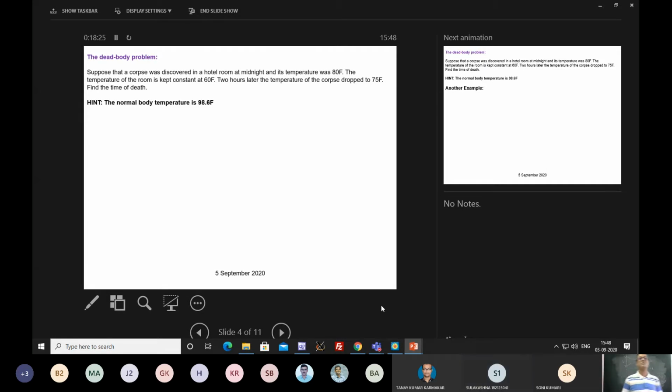Okay, so this is the famous dead body problem. In fact, in many colleges in the US, they try to motivate the students through this particular example, and they create different kinds of situations with the same thing. It's called the dead body problem. They describe it like a dead body was found in the refrigerator of a hotel, and the room where the refrigerator was kept had a constant temperature of some degrees centigrade, and the temperature of the fridge is going to be given to you. And then you have to find out the exact timing of the death.